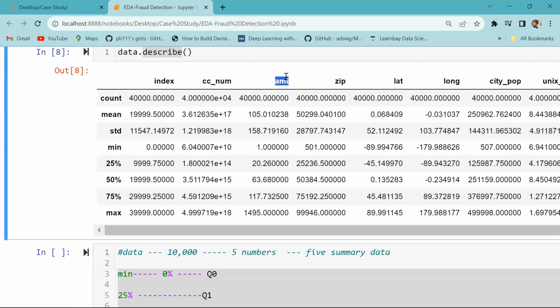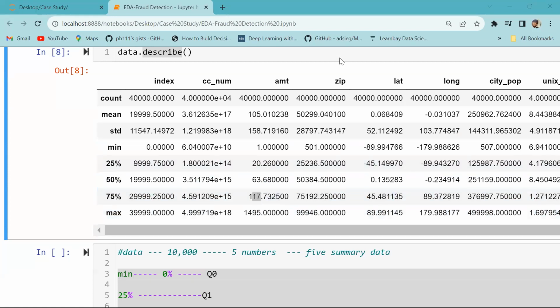So you just see that amount is one variable. The minimum, the smallest transaction, is $1, and the max transaction in that particular data set could be 1499. That is the maximum transaction the customers did. The median value, 63, is your middle value. And for the 75 percentile, in between 63 and 1499, the middle number is 117.